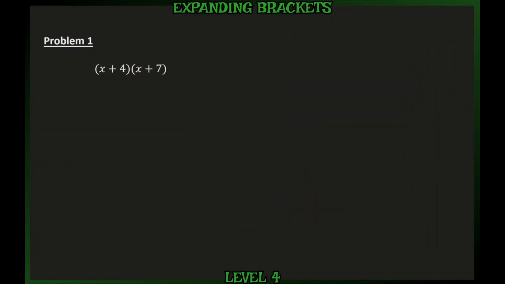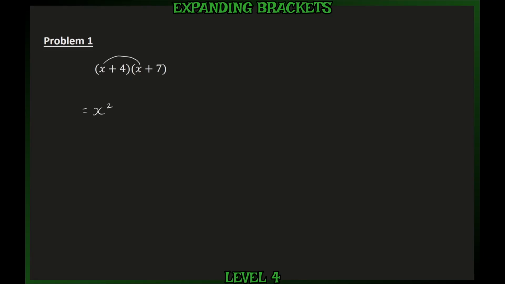In problem 1, we're expanding x plus 4 multiplied by x plus 7. Now here we have the product of 2 brackets. So to do this, we can start with the first term from the first bracket, which is x, and multiply it by the first term from the second bracket, which is also x. And x times x gives us x squared.